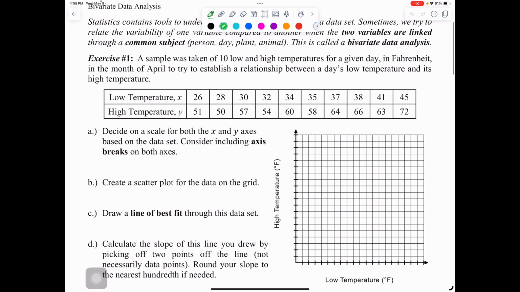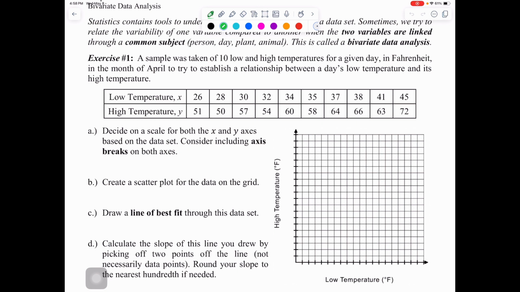In part A, it says decide on a scale for both the X and Y axis based on the data set. And it also says consider using axis breaks. So I'm going to highlight that a little bit, and we will include an axis break just to make sure you understand what I mean by that, taking a look at the data.